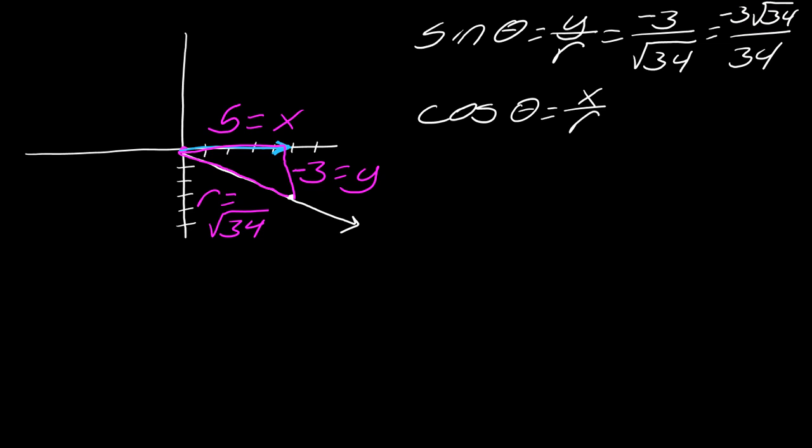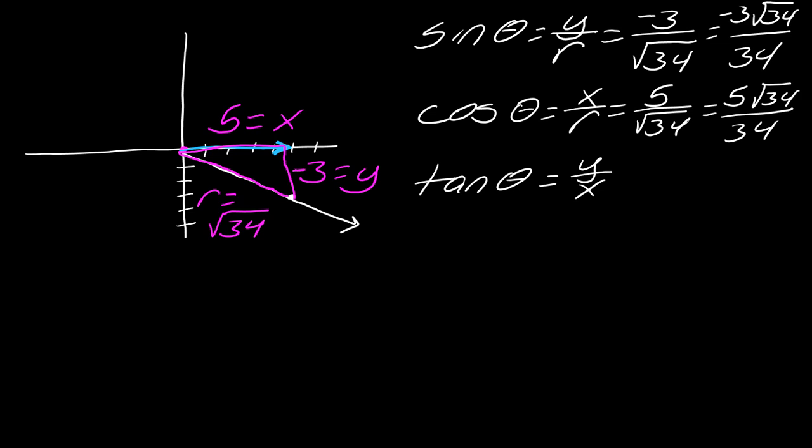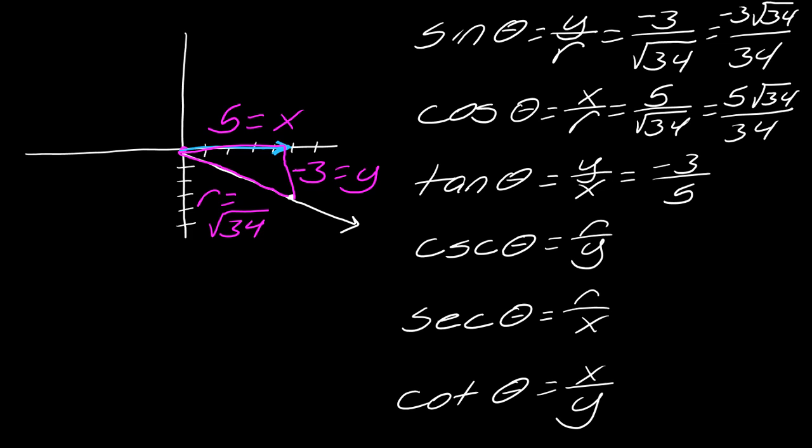So let's move on to cosine of theta. This is going to be x over r. So my x is 5, my r is the square root of 34, so it's going to look like that, except I have to rationalize once again, so it'll come out as that. And then I've got tangent of theta, which is going to be y over x. So here's my y, here's my x, so I've got negative 3 over 5.